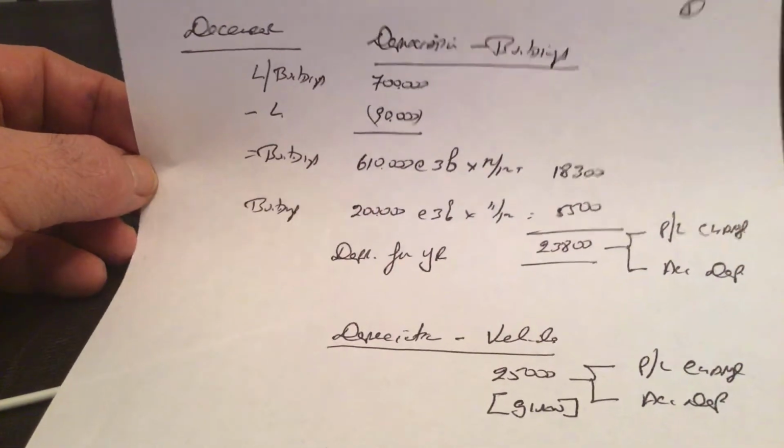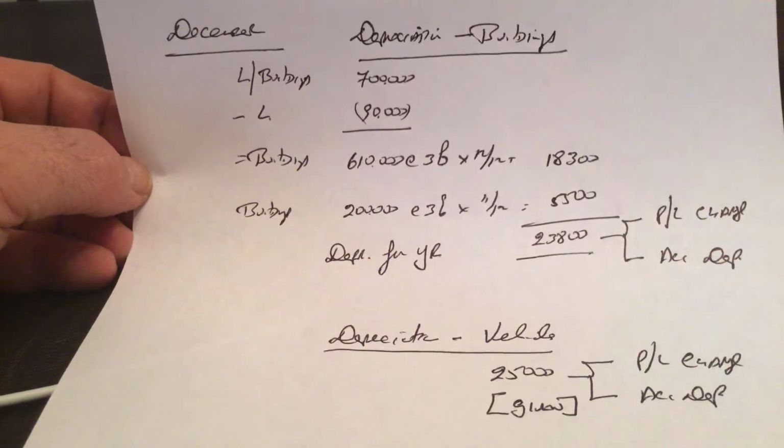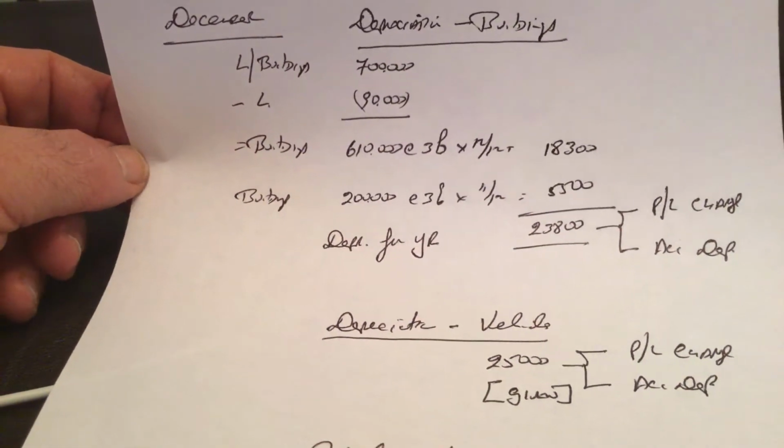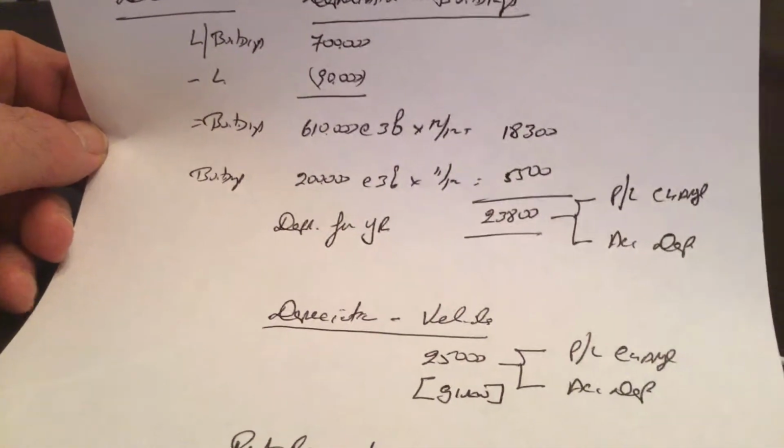So the land and buildings had been revalued at the start of the year to 700,000. Minus the land of 90,000 gave us the buildings were worth 610,000 at 3%, multiplied by 12 over 12, which was 18,300.